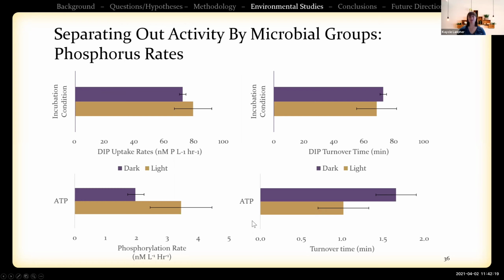And when we look at the turnover time, the amount of time that the community was churning through ATP, so how quickly that phosphorus was going into ATP and then being released on average as a whole. So this tells us that the light condition was turning over much quicker than the dark condition. And as you can see, these times are about a minute to a minute and a half.